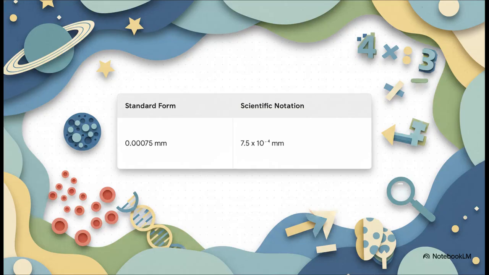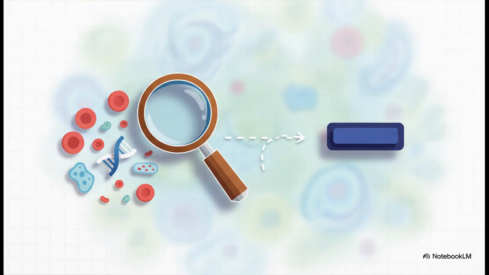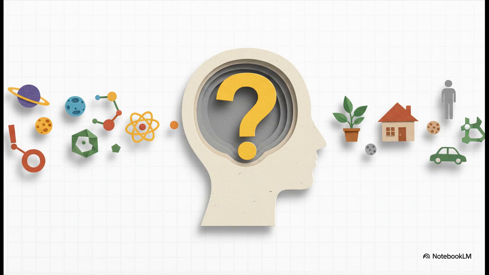All right, so what about that tiny blood cell? Same deal, but this time we move the decimal to the right. We jump it 1, 2, 3, 4 spots to get 7.5. And here's the other part of the rule. Since we started with a really small number, less than 1, our exponent is negative. 4 jumps to the right means our exponent is negative 4. See? Super easy.